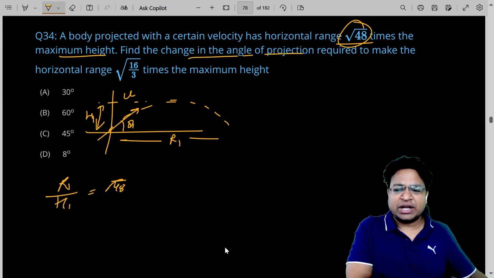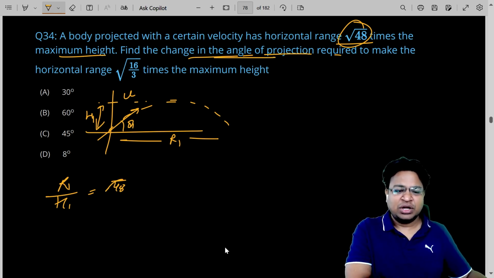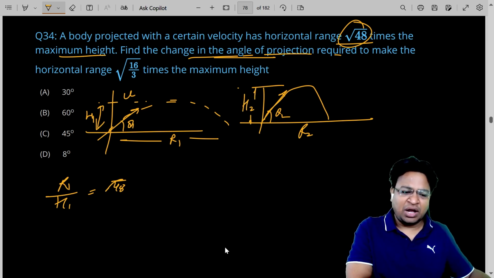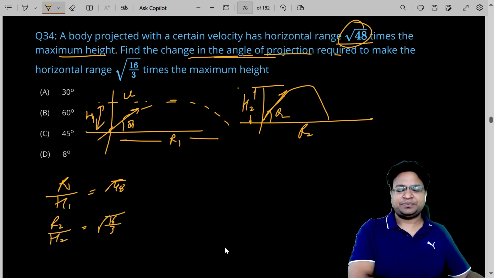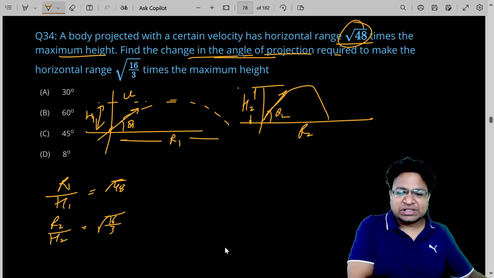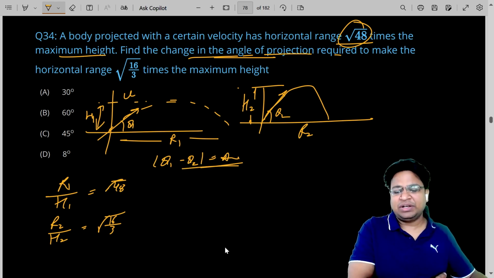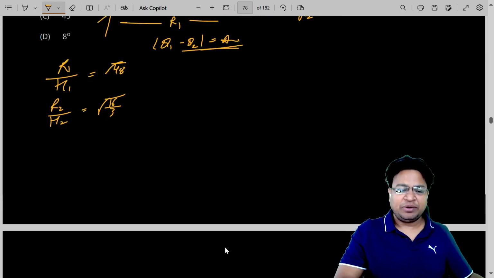Next, we changed the angle of projection, but we did not change the velocity. So in the next case, we probably projected at a different angle, let's say θ2, such that we got a different range and a different height. Now R2 by H2 is root of 16 by 3. So the angles have changed. Now we need to find out how much the angle changed. So |θ1 minus θ2| is what we are looking for as the answer. My plan is to calculate θ1 and then θ2 and then take the difference. So let me do that.